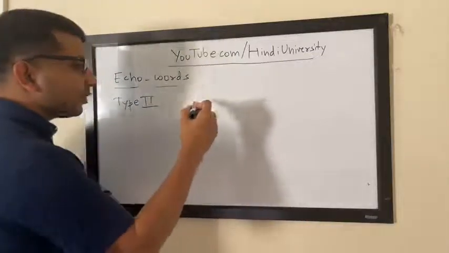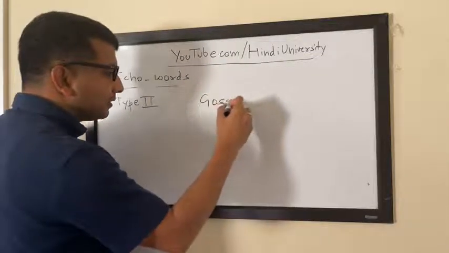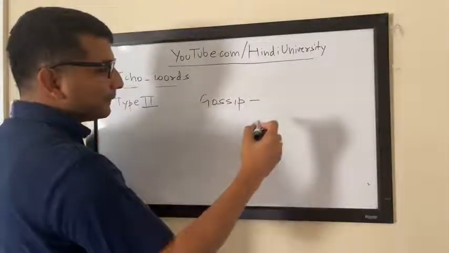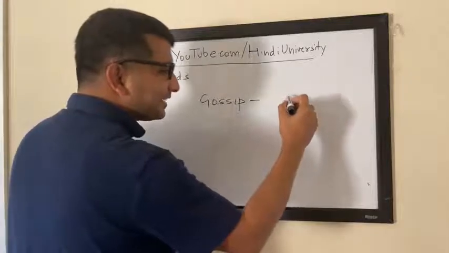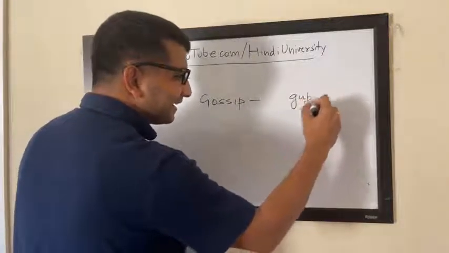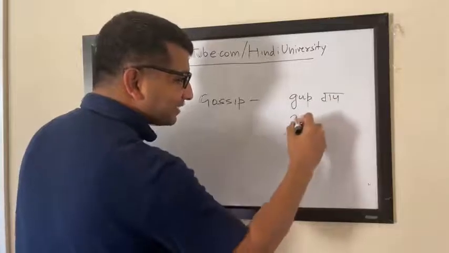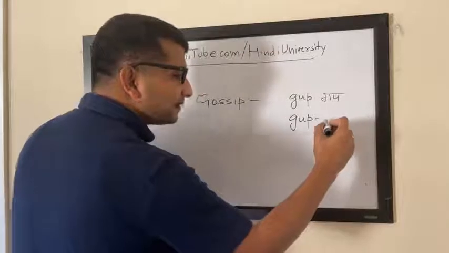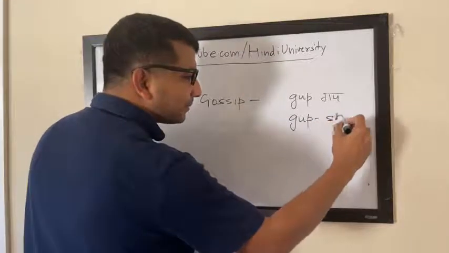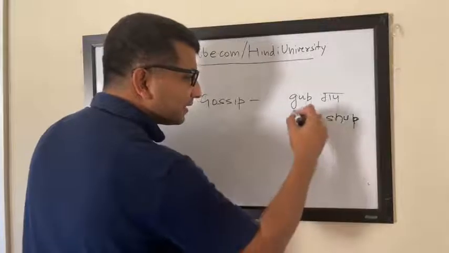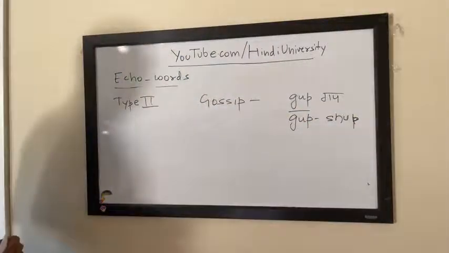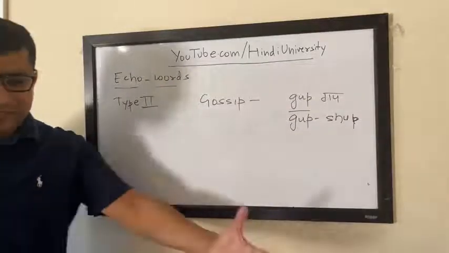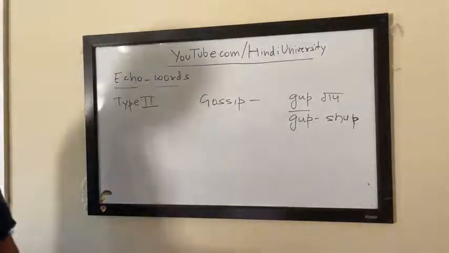So typically when you are gossiping, the Hindi word for gossip is, anyone? Gup. So the word is really gup, but it's used so much in a pair that it became part of the mainstream Hindi vocabulary. So it's gup shop. Gup is the real word, but gup shop is so common that you always identify it as gup shop. Okay, gossip.